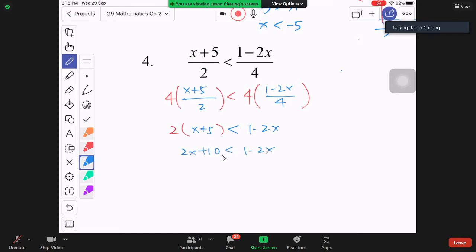And then try to move the x to become a positive x, right? So move the x from the right-hand side to the left-hand side. Here, 1 minus 10, negative 9. Because here, we are going to multiply by positive 1 over 4, therefore no change for the inequality sign.